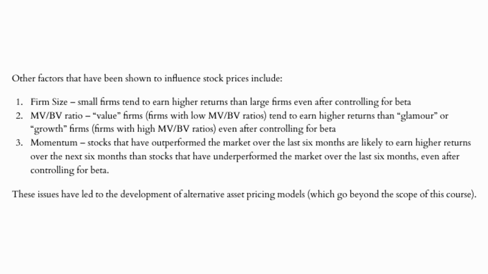Momentum stocks that have outperformed the market over the last 6 months are likely to earn higher returns over the next 6 months than stocks that have underperformed the market over the last 6 months, even after controlling for beta. These issues have led to the development of alternative asset pricing models, which go beyond the scope of what will be discussed here.